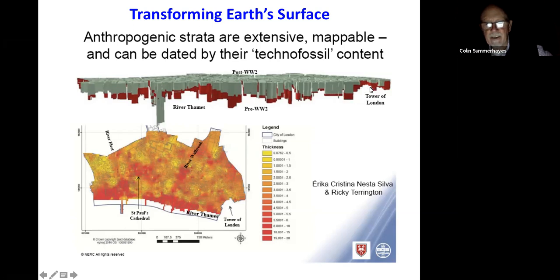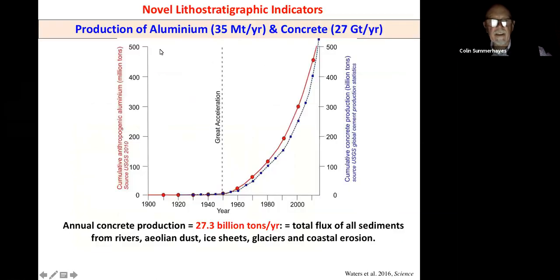So you can get an idea from the Tower of London on the right-hand side of the sorts of changes that have been made. And so these are, let's call these anthropogenic strata. They're extensive, they're mappable, we can date them from their technofossil content. I'll talk about technofossils in a minute. So in the Anthropocene, we have lots of new lithostratigraphic indicators. And one is aluminium, which is not found in nature. We are now producing aluminium at a rate of 35 million tons per year. And the other material is concrete, which we're now producing at a rate of 27 gigatons per year.